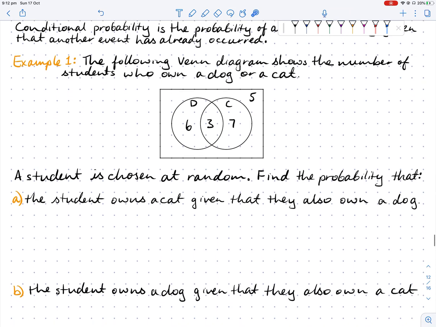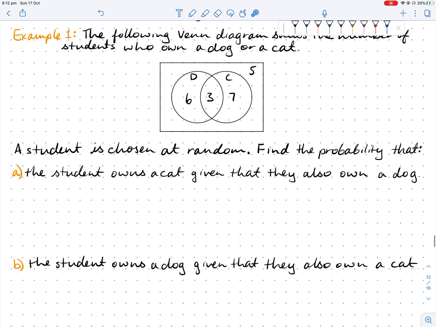A student is chosen at random. Find the probability that, first one, the student owns a cat given that they also own a dog. Okay, so this is what it means by conditional. If we already know that this student owns a dog, what is the probability that they own a cat? What that means is when you're looking at this diagram, we're going to hone in onto just this circle right here. Given that they own a dog, what is the probability that they also own a cat?